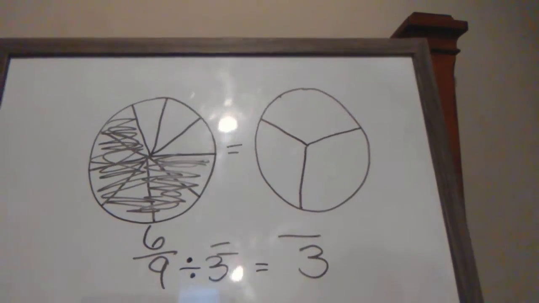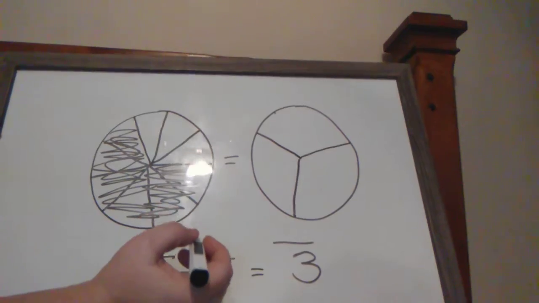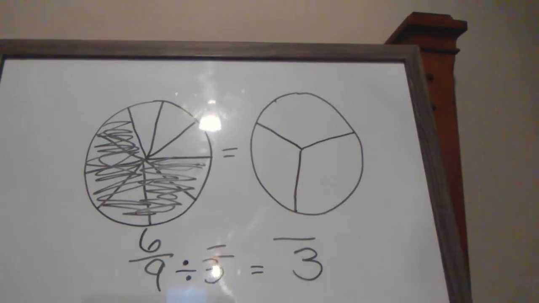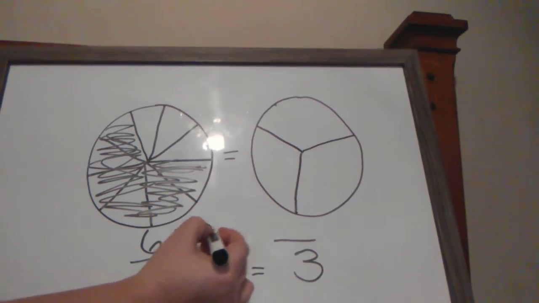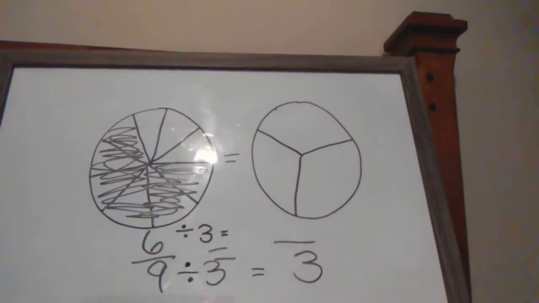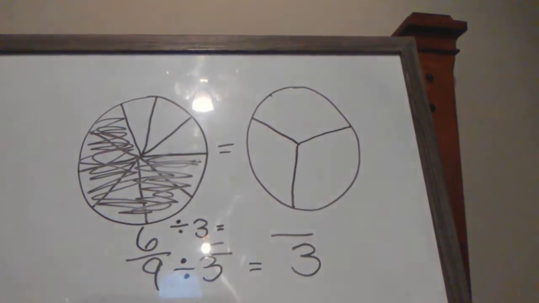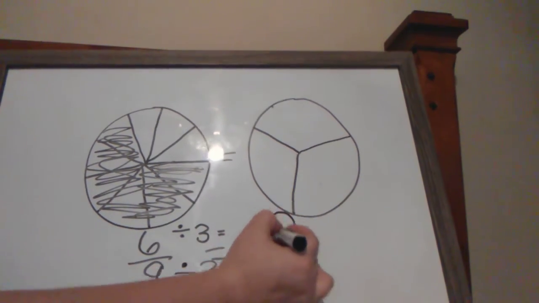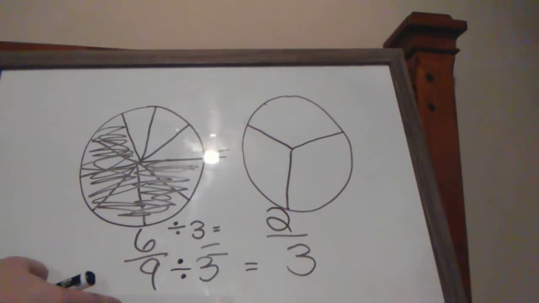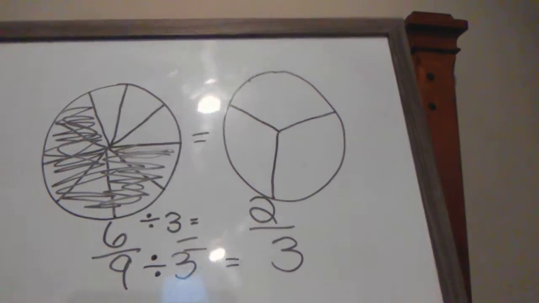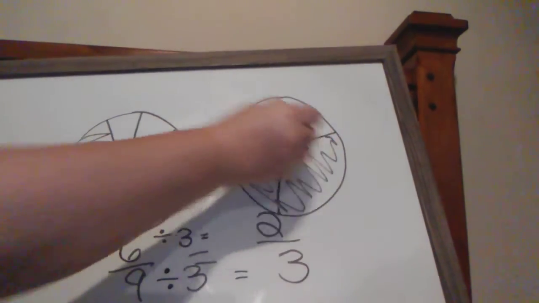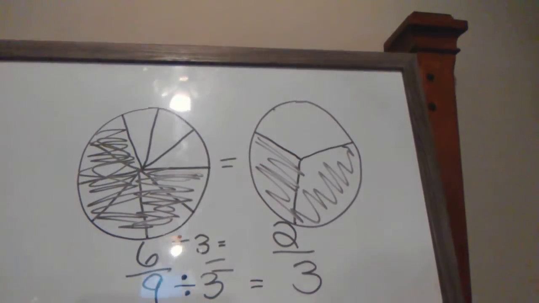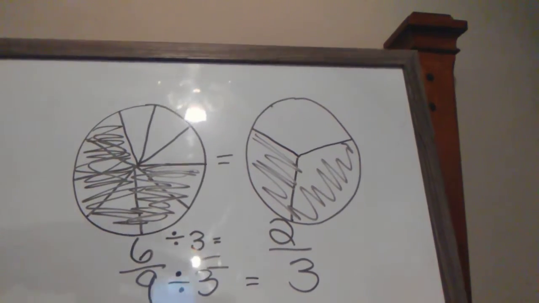You want to do the numerator too? If I divide by 3 on the bottom, I have to divide by 3 on the top. So, Caden, tell me what's 6 divided by 3? 2. Good job. So 2/3 is equivalent to 6/9. Boy, it's fun to teach a little. So you would shade in 2 pieces of this fraction circle to equal the 6/9.